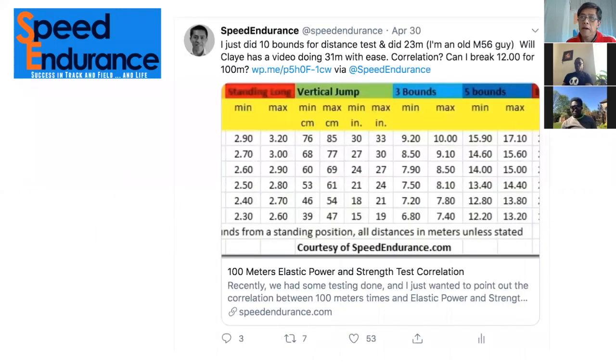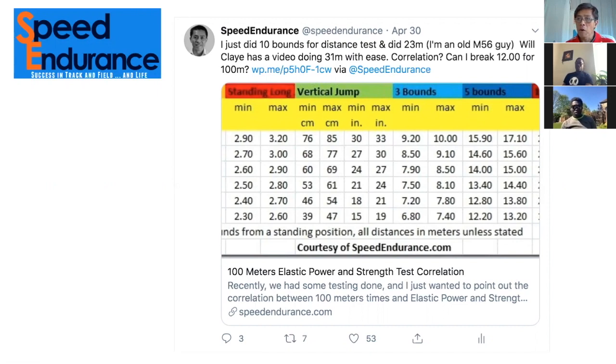And it all started back on a Twitter post on April 30th when I did 10 bounds for distance and I did 23 meters from a standing start. And I'm an old guy, that's not that good. But then Will Clay, the world-class Olympic triple jumper, did 31 meters or 34 yards.